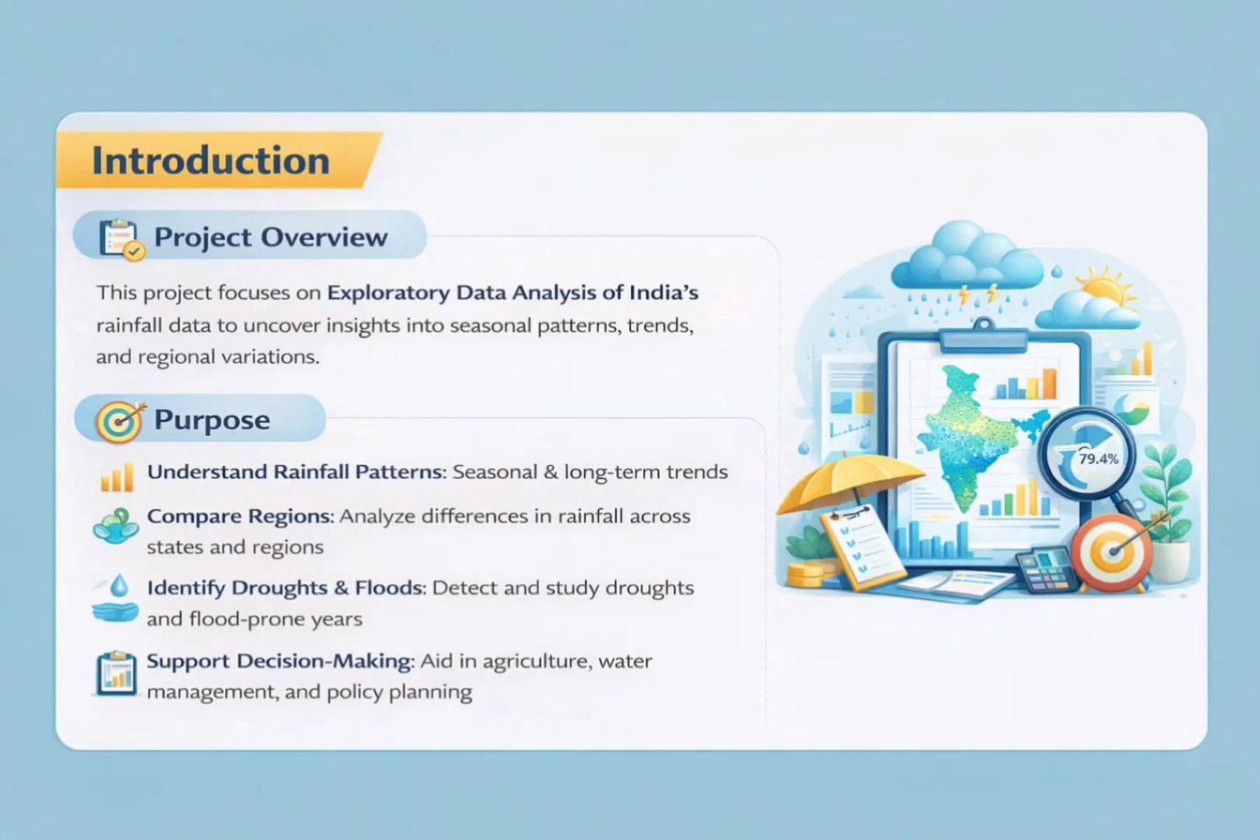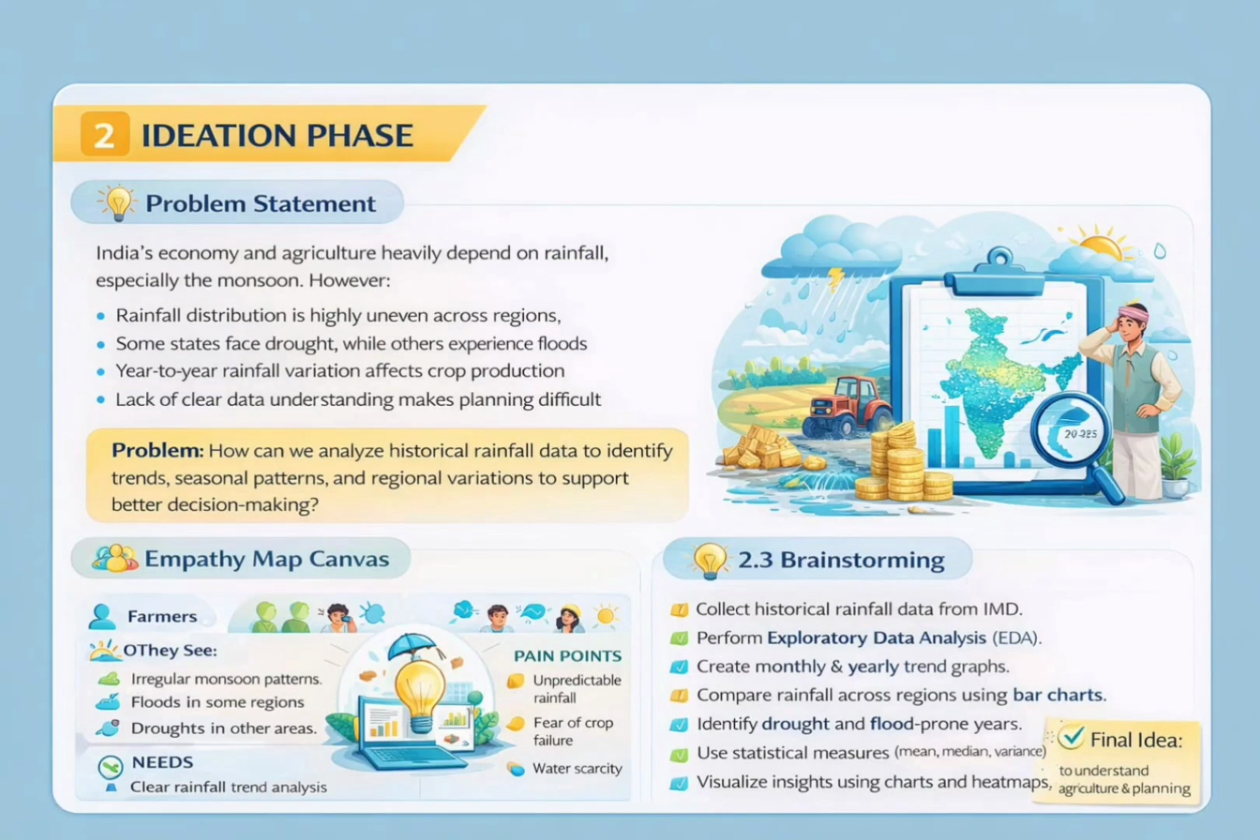This project aims to understand rainfall trends across India. We compare regions and identify flood and drought patterns. It supports better decision making. We will see the ideation phase.